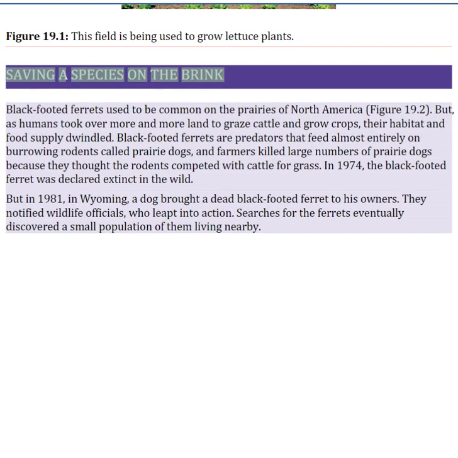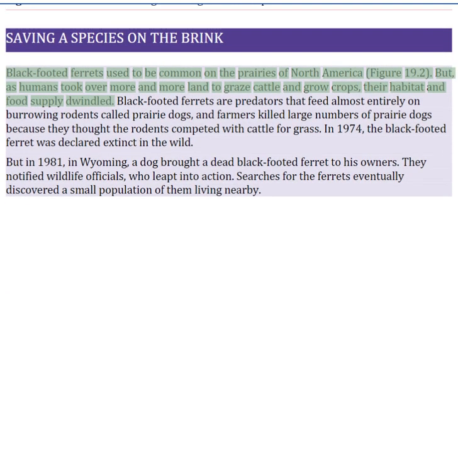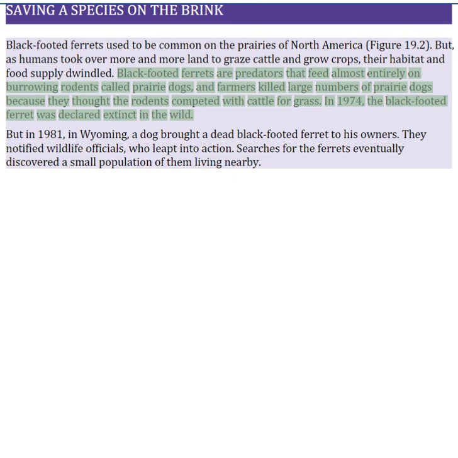Saving a species on the brink. Black-footed ferrets used to be common on the prairies of North America. But, as humans took over more and more land to graze cattle and grow crops, their habitat and food supply dwindled. Black-footed ferrets are predators that feed almost entirely on burrowing rodents called prairie dogs, and farmers killed large numbers of prairie dogs because they thought the rodents competed with cattle for grass. In 1974, the black-footed ferret was declared extinct in the wild.